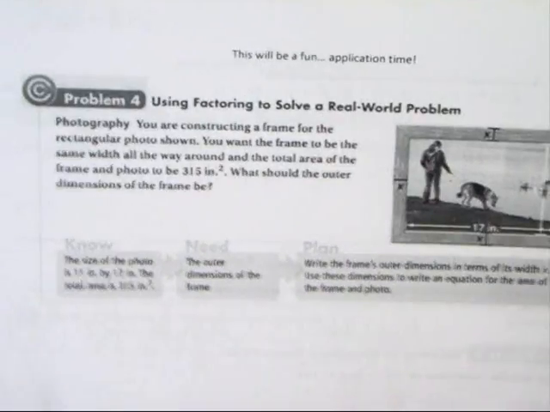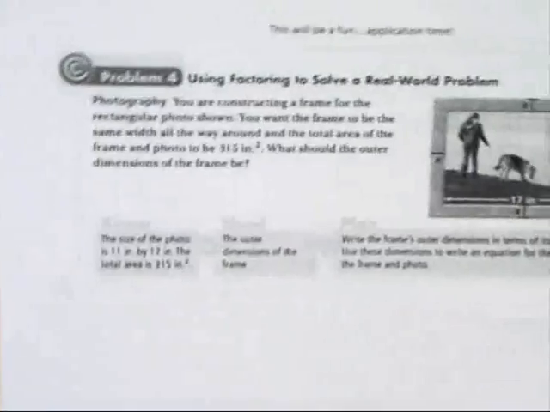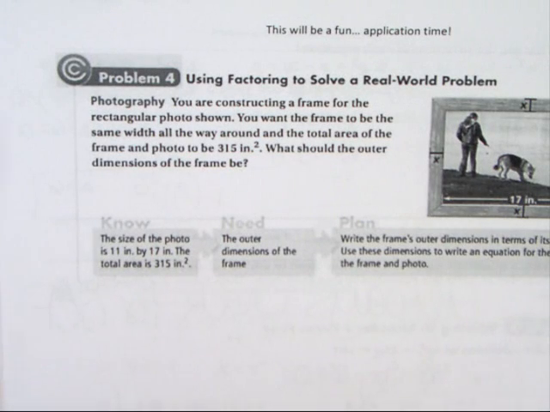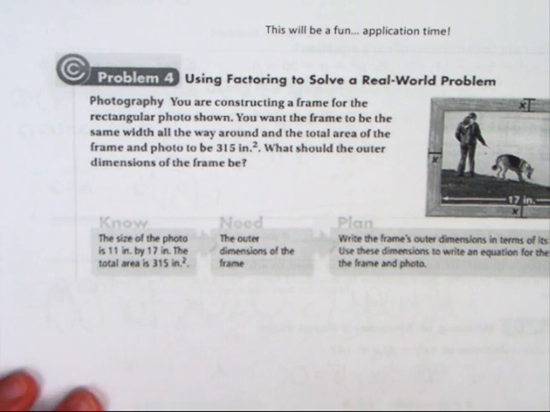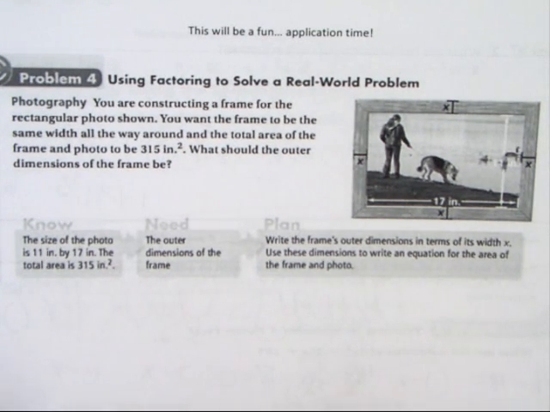Okay, the last couple of problems are application problems, and then we'll be all done. Let's use factoring to solve a real-world problem. Photography: you are constructing a frame for the rectangular photo as shown. You want the frame to be the same width all the way around, and the total area of the frame and the photo to be 315 square inches. What should the outer dimensions of the frame be?